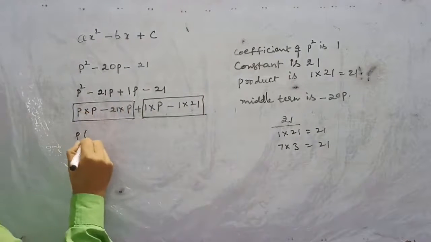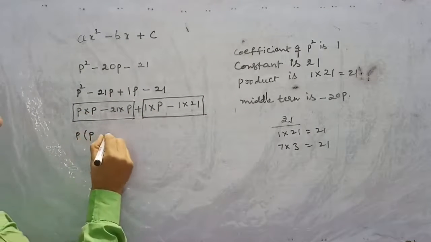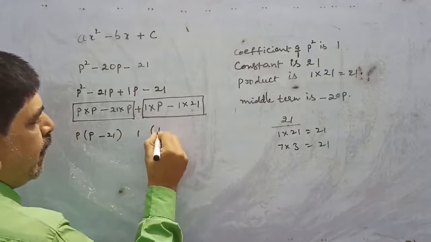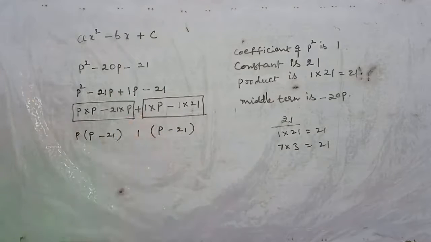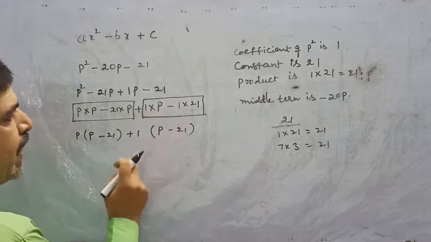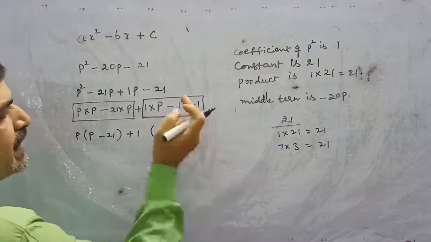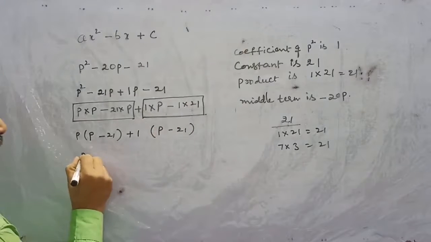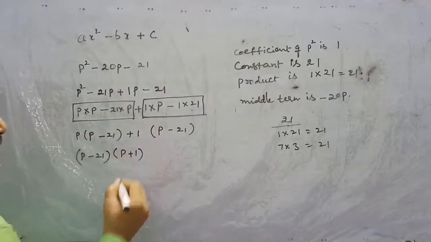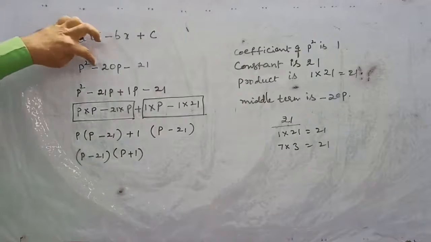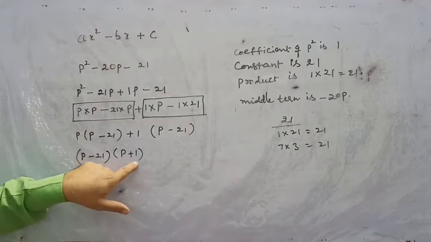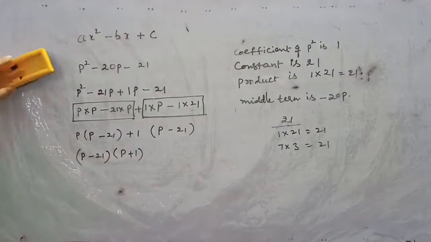Now first half. p is the common factor. Remainder p minus 21. Here 1 is the common factor. p minus 21. But symbol is plus. So plus 1 into p is plus 1 into 1p. Plus into minus, minus 1 into 21 is 21. Now p minus 21 is the first factor and the second factor is p plus 1. So whenever we are getting both are minus symbols, we will get one is minus and another one is plus. Okay. Next question.